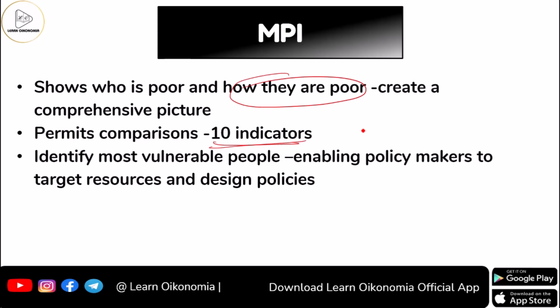Each of these indicators could be used for comparing different persons or different households, different groups, different nations, etc. So you can identify the most vulnerable set of people, and this can be used for policy formulation. The policy makers can take this into consideration, and they can also target the resources while designing policies. Rather than going for universal provision, it's always better to target.